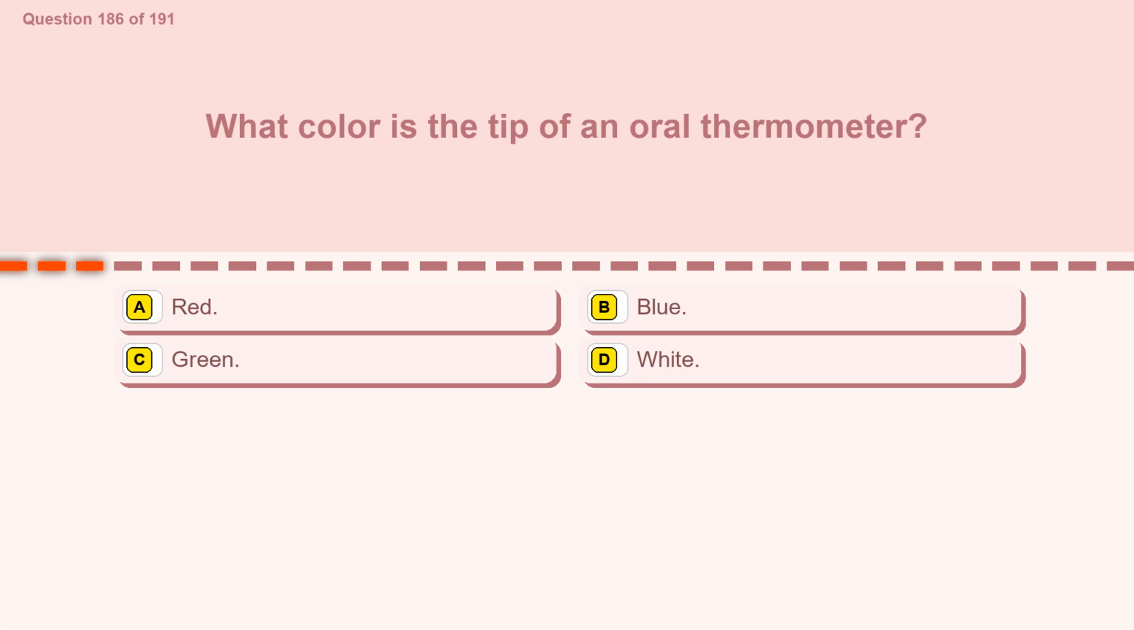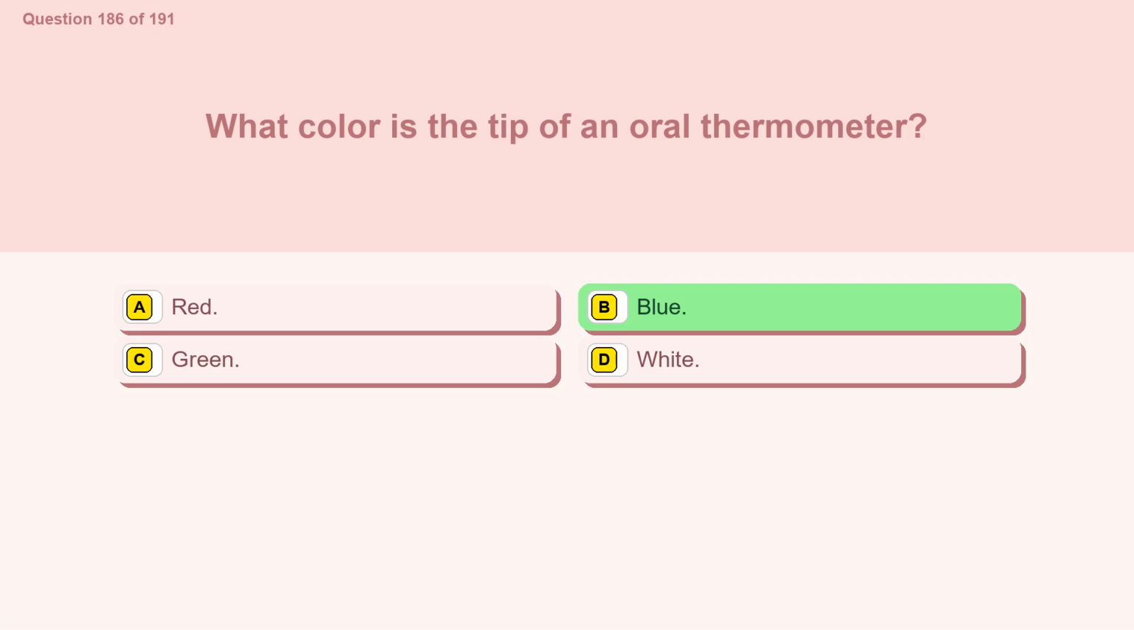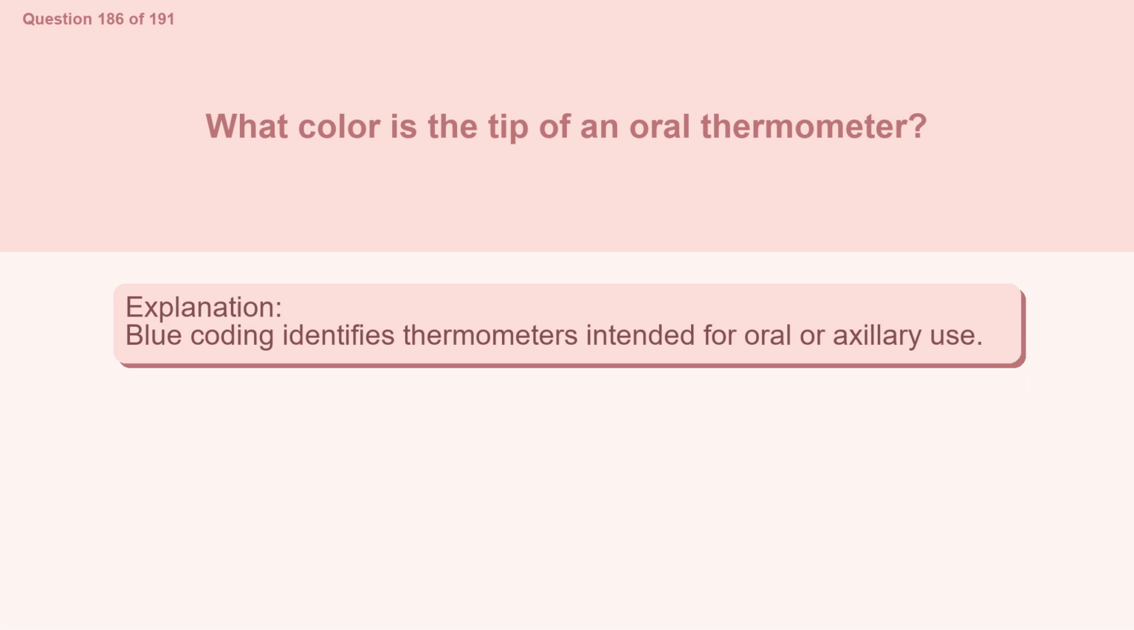Question 186. What color is the tip of an oral thermometer? Option A, red. Option B, blue. Option C, green. Option D, white. The correct answer is option B, blue. Blue coating identifies thermometers intended for oral or axillary use.